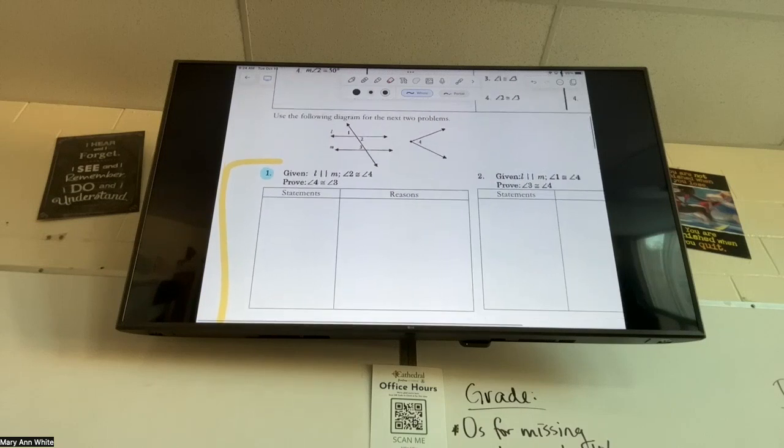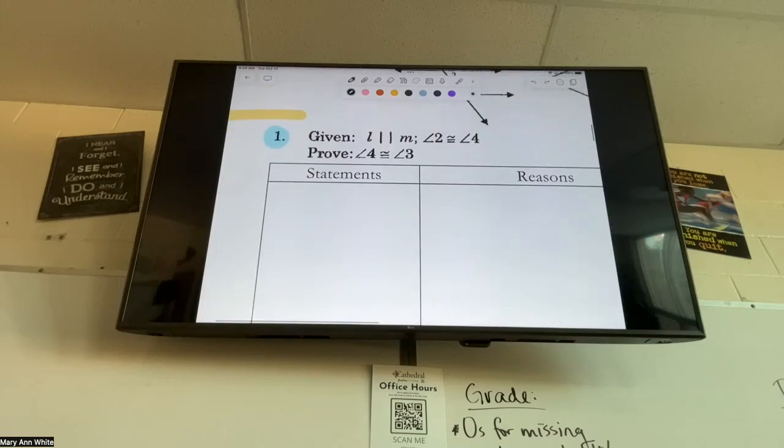This one, it says, given L is parallel to M and 2 is congruent to 4, okay? You can do this one of 2 ways. You can write those both on one step, or you can separate them out. If I'm writing my own proof, I'm just gonna write them on one step. So I'm gonna start with my given is L is parallel to M. And I can say angle 2 is congruent to angle 4. And we'll just call that same step given.